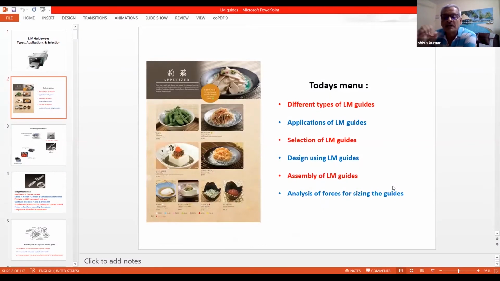Today, we will be covering broadly the following topics: different types of LM guides, what are the applications of the various types of LM guides, how to select the LM guide, having selected the LM guide, how to design using that LM guide, in other words, the design, and having designed that, how to assemble it. And lastly, we will also be discussing briefly how to select the size of the guide, because very detailed analysis is not possible to be covered in such a small time. But we will be talking about the basics of how to analyze, calculate, and do the selection of the LM guides. So these are the various topics.